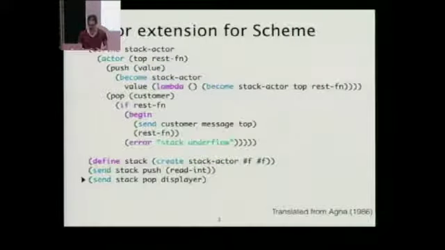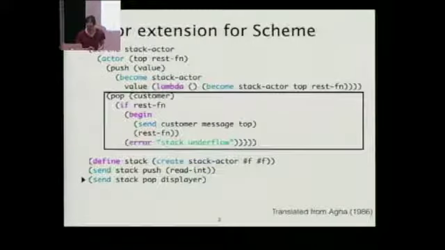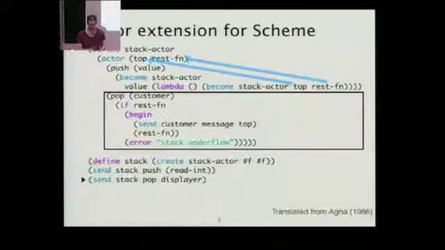Then we can send a pop message with as argument a displayer actor that will display any message that's received. When this message is received, if the rest function is not false, we will send to the customer the current top of the stack, and we will call the rest function. When calling the rest function, we will restore the previous state of the stack. If, however, the rest function is false, that means the stack is empty, we cannot pop from the empty stack, and we raise an error. So that's the kind of program that we want to analyze.